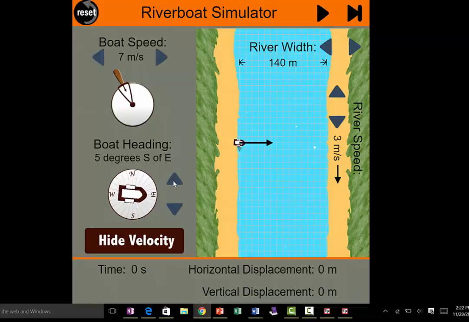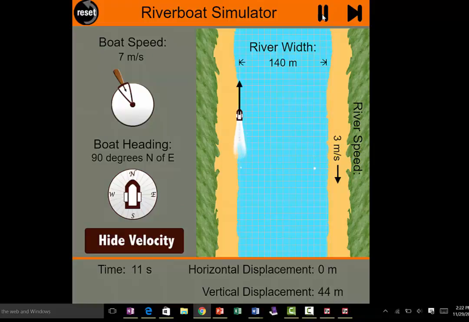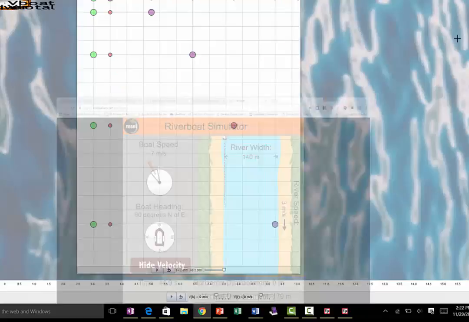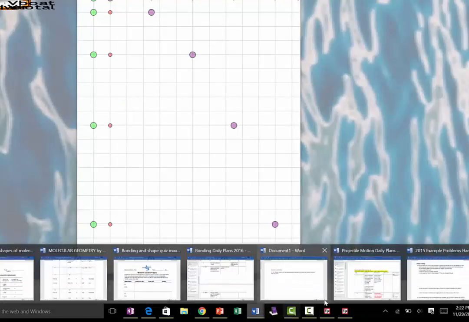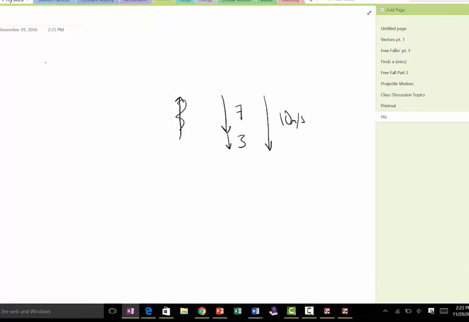If I were to send the boat in the opposite direction, let's say I reset that, and now I'm going to send it north at 7 meters per second, but the river is still going 3 meters per second. Go ahead and make a prediction what you think is going to happen to the velocity. And when I go back and I do some math, I'm going to find that instead of going 7 plus 3 meters per second, it's going to be what I would expect if I had the opposite effect.